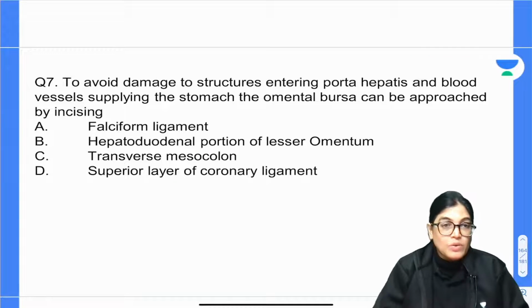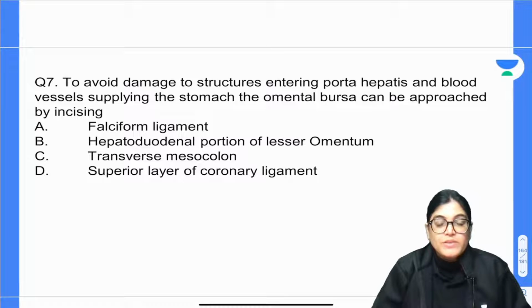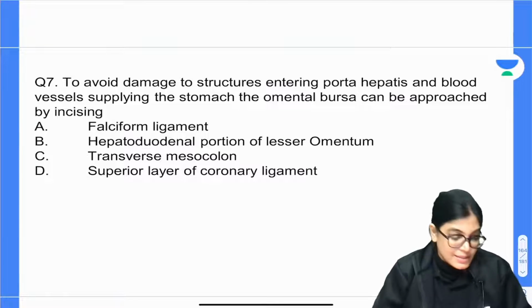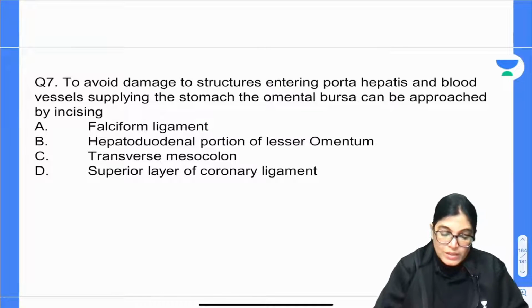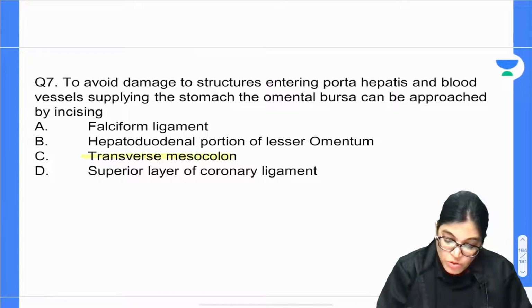So, that means we have to go lower down. That is the hint which is provided. So, which of the following is the correct answer, dear? Yes, all of you are telling D. We will go with transverse mesocolon as the correct answer.